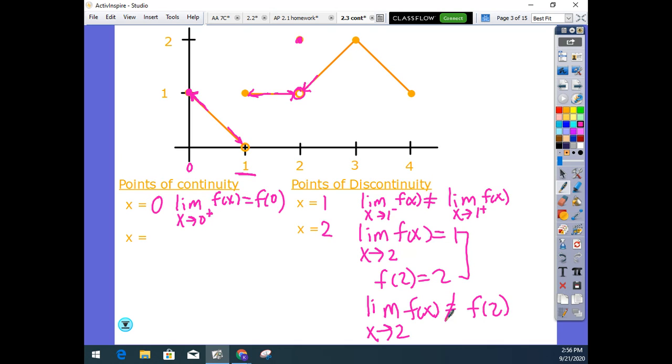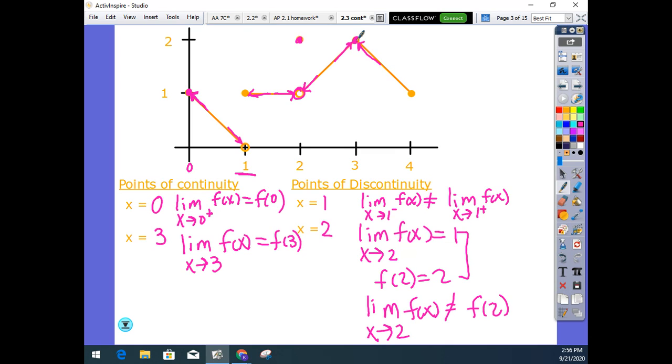How about 3? At x equals 3, it's continuous because the limit as x approaches 3 exists, and it equals the y value at 3. So the limit from the left is 2. The limit from the right is 2. The y value is 2. If all three of those values are the same, it is continuous.